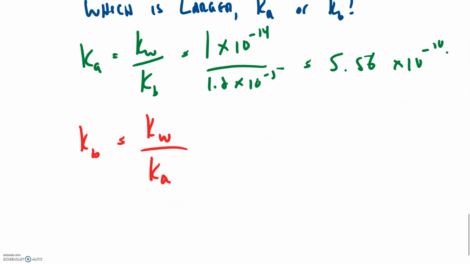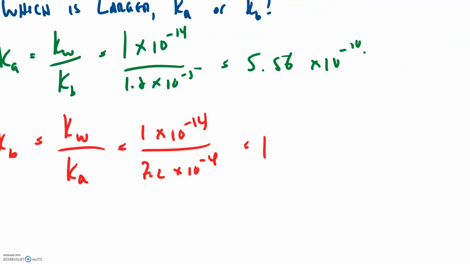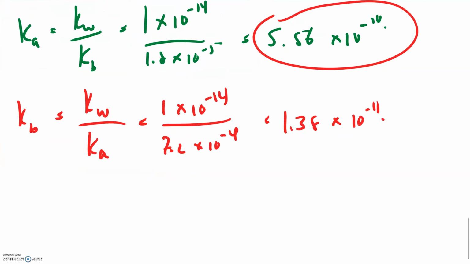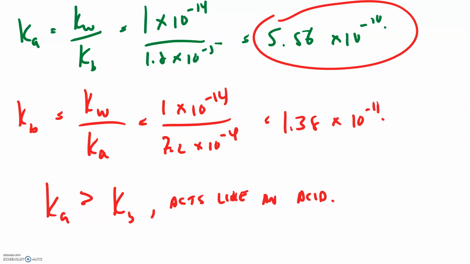All right, what's our Kb? 1 times 10 to the minus 14th divided by 7.2 times 10 to the negative 4. We get 1.38 times 10 to the minus 11th. It's a close one, but the Ka is slightly bigger. So because the Ka is slightly bigger, no matter how big, just as long as it's bigger than Kb, this acts like an acid. And how are we going to find the pH?